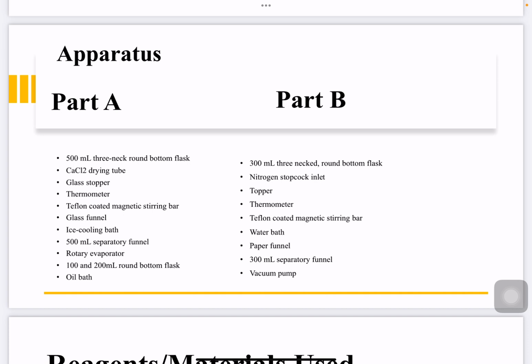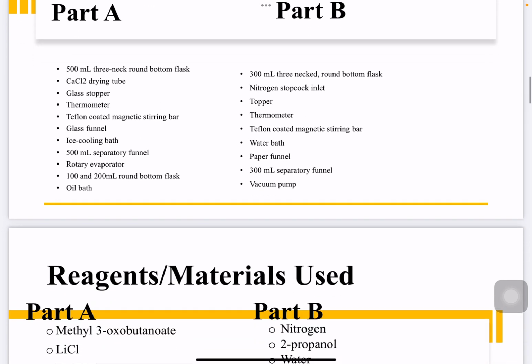Also in part A, we have a CaCl2 drying tube, glass stopper, thermometer, Teflon-coated magnetic stirring bar, glass funnel, ice cooling bath, 50 ml separatory funnel, rotary evaporator, 10, 100, and 200 ml round bottom flasks, and an oil bath. For part B, we have a nitrogen stopcock inlet, a stopper, a thermometer, Teflon-coated magnetic stirring bar, water bath, paper funnel, 300 ml separatory funnel, and a vacuum pump.